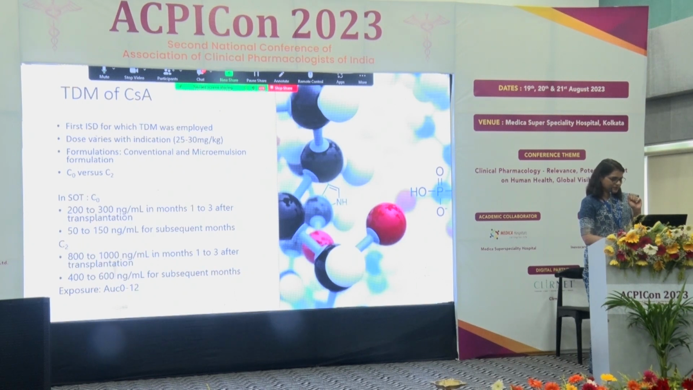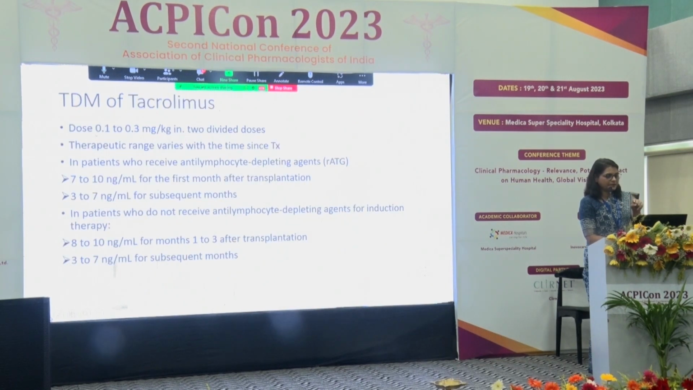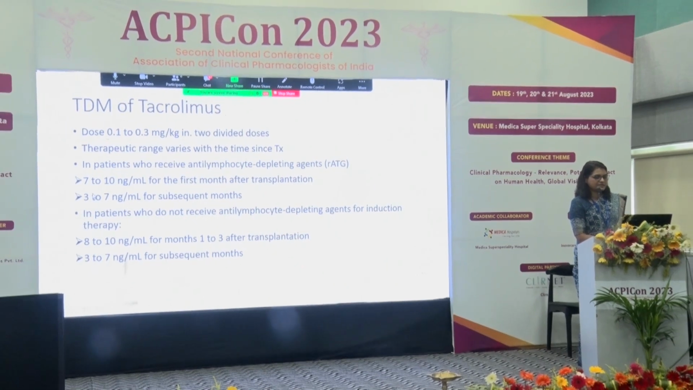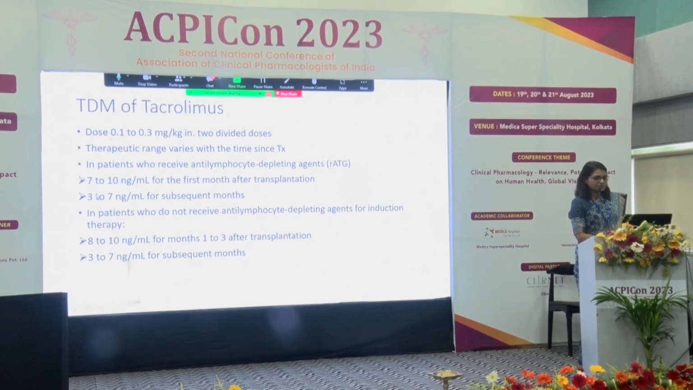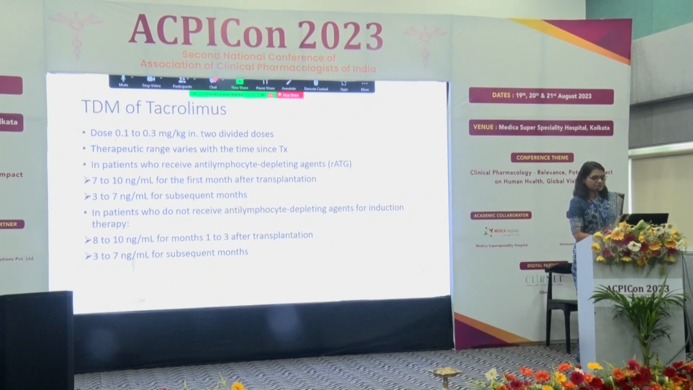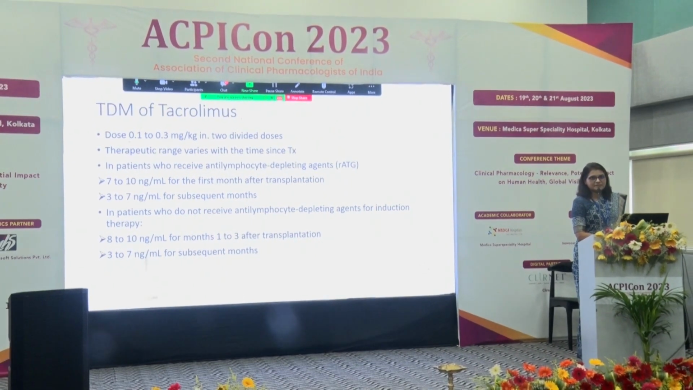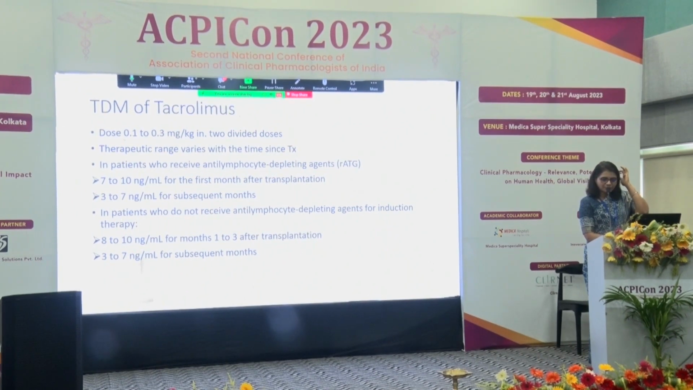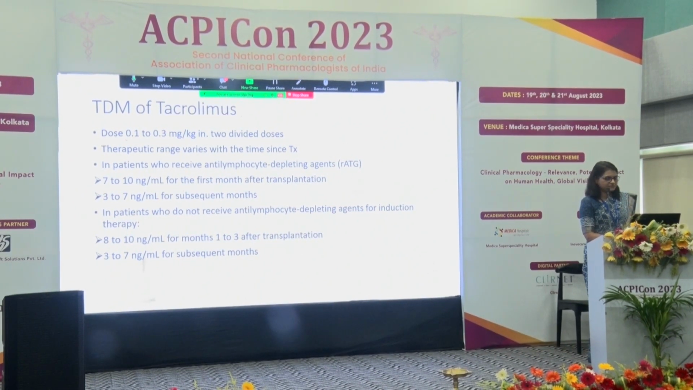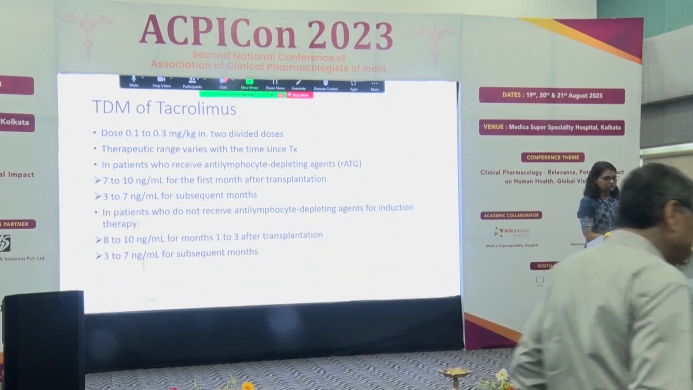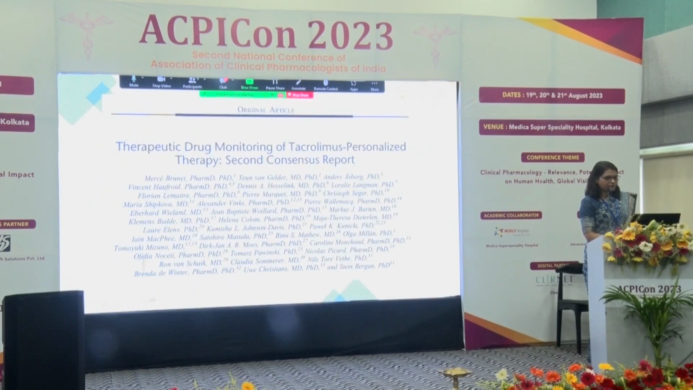So just mind you the ranges. It's pretty wide for cyclosporine in comparison to tacrolimus, where it is like 7 to 10 in the early months of transplantation and 3 to 7 in the subsequent months. So in the West, people practice it as with ATG or without ATG for a solid organ transplant. And so I'll just quickly move forward.